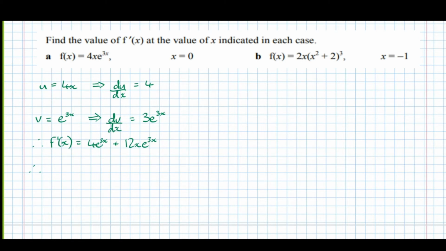So once we've found the differential, find the gradient, and it's asking us to find the gradient at 0. So f dash 0 equals 4e to the 3 lots of 0 plus 12 lots of 0 e to the 0. Obviously that disappears, and e to the 0 is 1, so the gradient is 4. That's part A. Try part B.